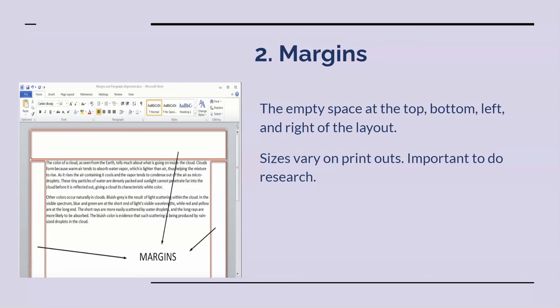Number 2 is margins. Now this is the empty space at the top, bottom, left, and right of your layout. These sizes also vary depending on what you plan on printing out or what kind of project you're working on. And in this example here, it shows you the margins highlighted in red.